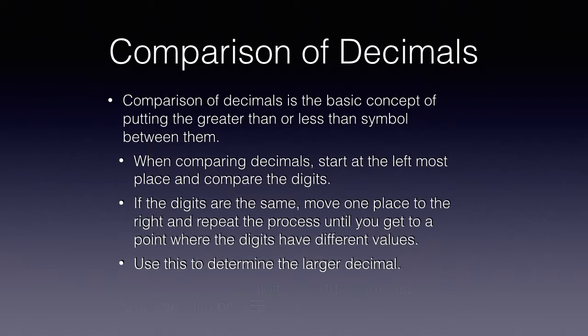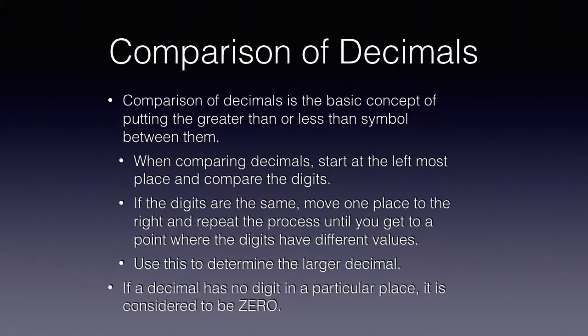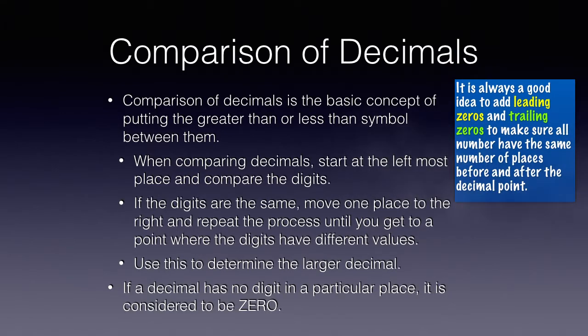Now, if a decimal does not have any digit in a particular place, that is considered to be 0, and you can write a 0 in that place. It is always a good idea when you are comparing and ordering decimals to write every single decimal to have the same number of places both before and after the decimal point. And we do this by writing what are called leading and trailing zeros. Leading zeros are the zeros that we put in front of numbers. You can put as many zeros as you want in front of a number, it changes nothing. Trailing zeros are the zeros that we write at the end of a number.